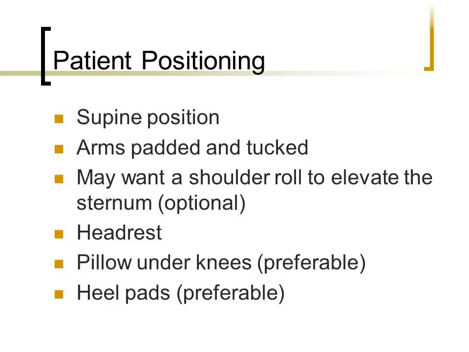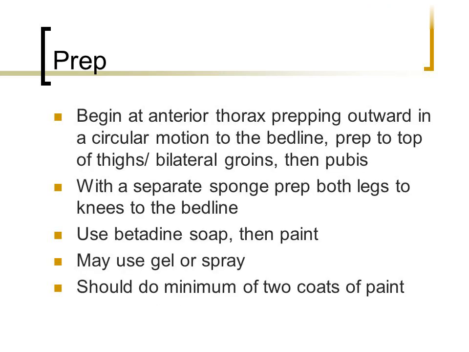Patient positioning: supine position, arms padded and tucked. May want a shoulder roll to elevate the sternum, optional. Headrest. Pillow under knees, preferable. Heel pads, preferable. Prep: begin at the anterior thorax, prepping outward in a circular motion to the bedline, prep to top of thighs/bilateral groins, then pubis. With a separate sponge, prep both legs to knees to the bedline. Use Betadine soap, then paint. May use gel or spray. Should do a minimum of 2 coats of paint.